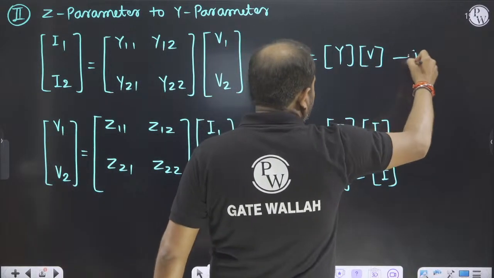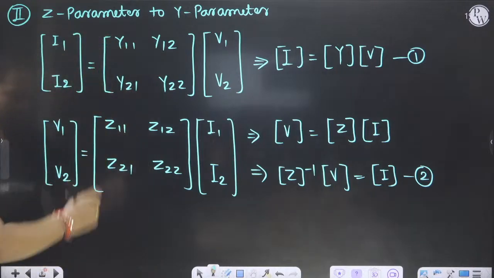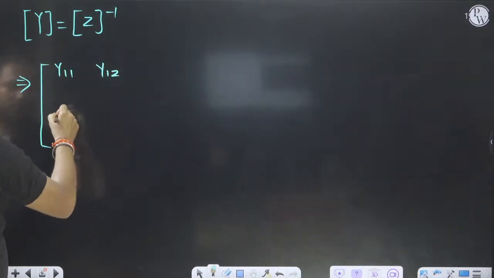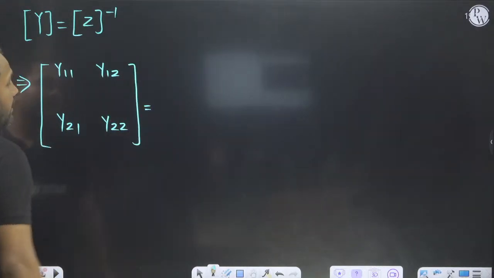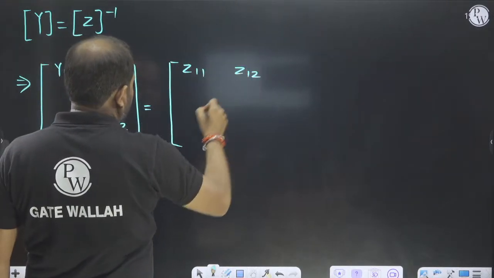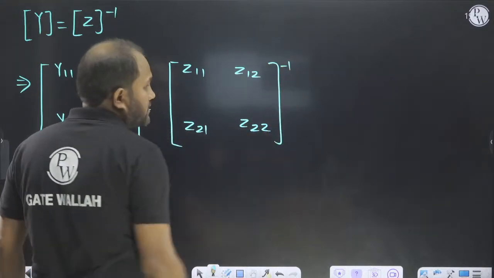So from equation 1 and equation 2 you can relate Y is equal to Z inverse. So this is Y and this is Z inverse. Then we will go through the Y parameter. Y is Y11, Y12, Y21 and Y22, and the Z parameter is Z11, Z12, Z21 and Z22, Z inverse.